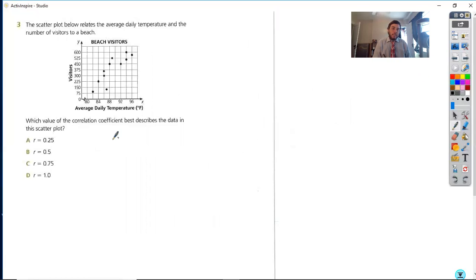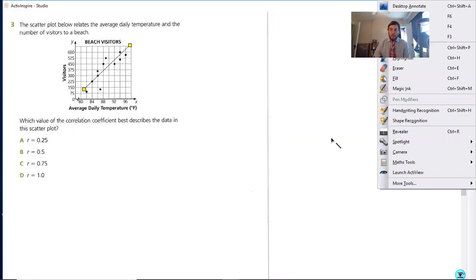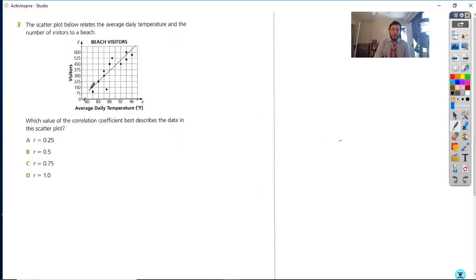Question 3 says, the scatter plot below relates the average daily temperature to the number of visitors on a beach. Which value of correlation coefficient best describes the data in the scatter plot below? If we had to draw a line of best fit, most people would draw a line that goes in that direction there. It shows a positive increase, and generally we see a pretty good trend. They're all going in that general direction, and they're pretty close to the line that I just drew. So if we have a general trend in the right direction, we're looking at a correlation coefficient that's positive.